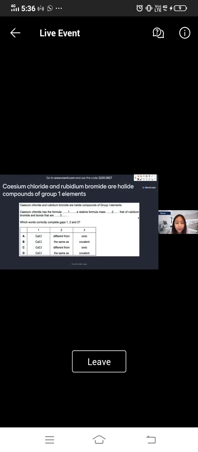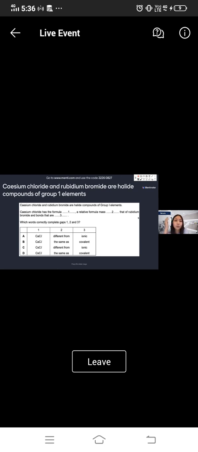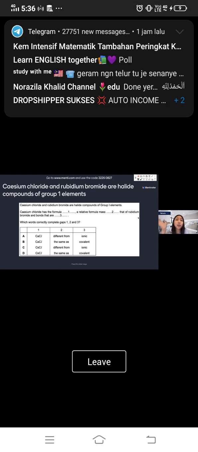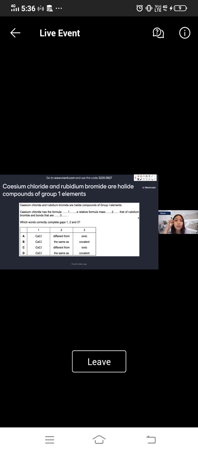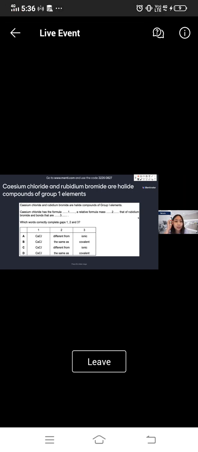What's next? We have an exam question here. Cesium chloride and rubidium bromide are halide compounds of group 1 elements. Now this is not stuff you really know yet. If you haven't learned it in school, not to worry, we'll be covering it next. But just to show you guys how compounds can come up. So you've got cesium chloride, rubidium, group 1 elements. Now you just have to fill in this sentence. Cesium chloride has a formula what? A relative formula mass of what? That is that of rubidium bromide, and bonds that are what? Which words correctly complete gaps 1, 2, and 3?